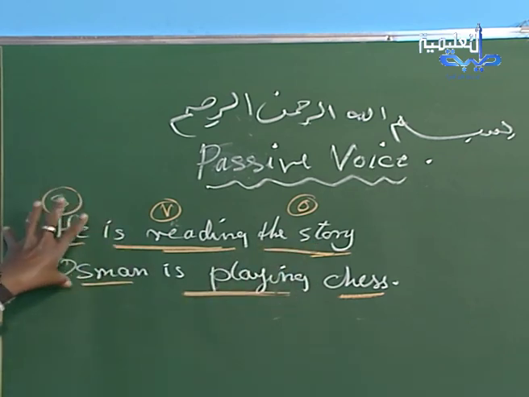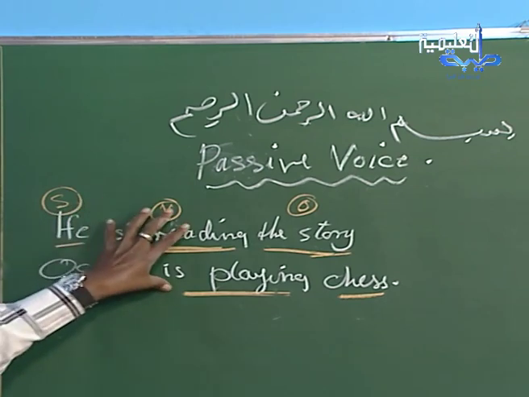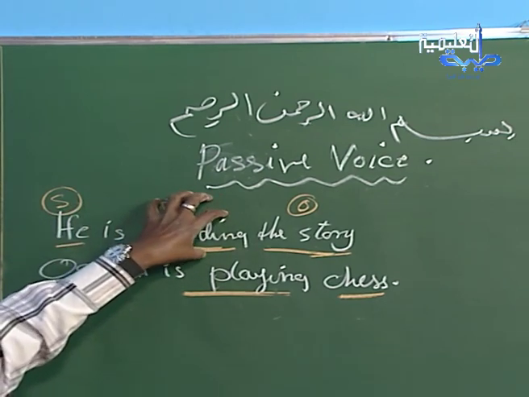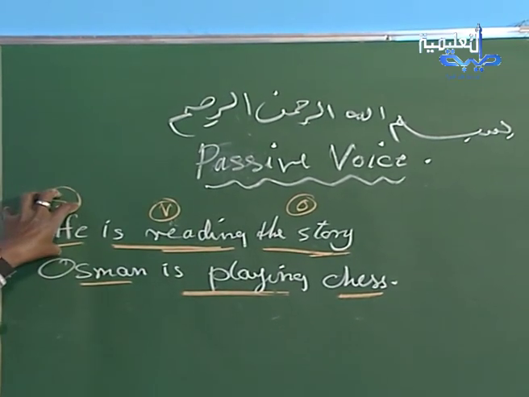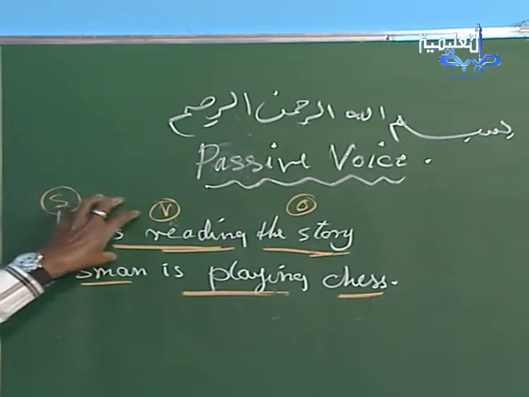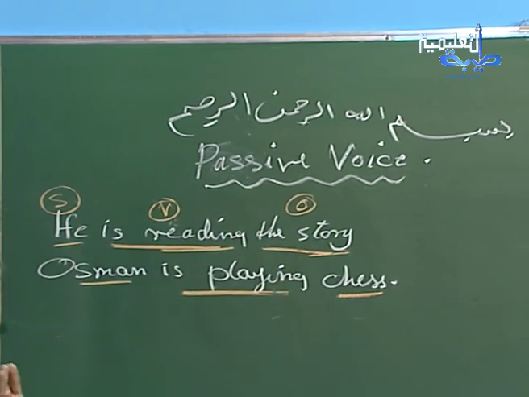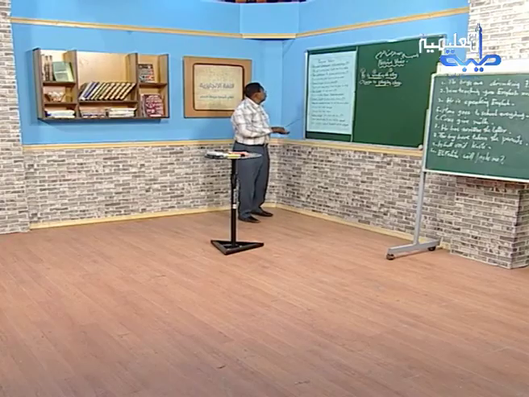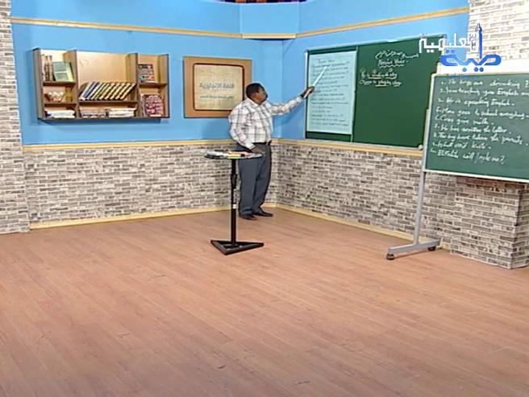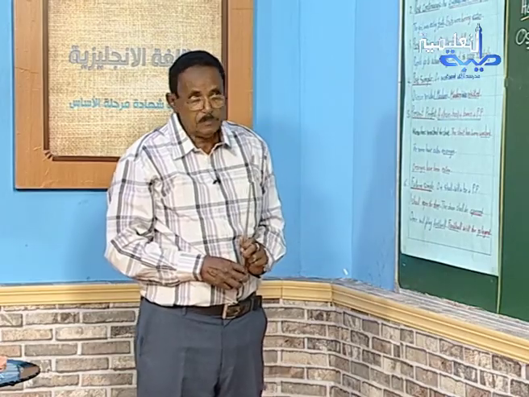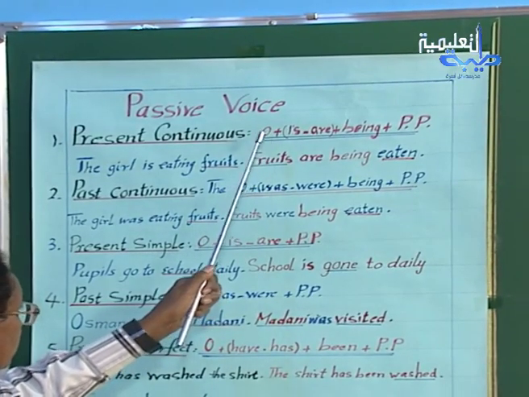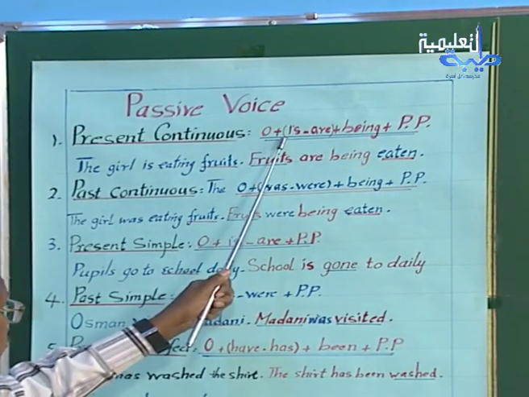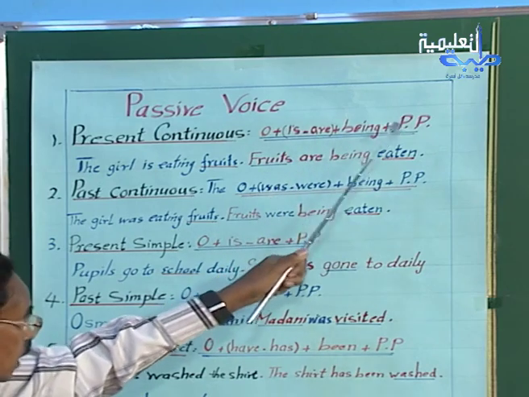Each verb in the English language has a rule about how to change it from an active sentence, which has a subject, to a passive sentence, which has an object. Okay, we start here. Look here. We start with the present simple, present continuous tense. The rule for present continuous tense: object plus is or are plus being plus past participle.